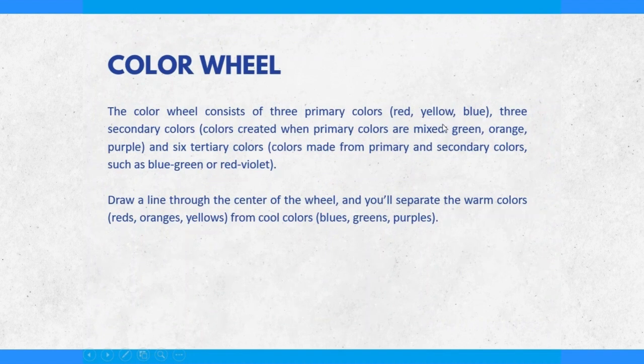We have secondary colors that are made from a mixture of the primary colors. You have green from yellow and blue, orange from red and yellow. You have purple from blue and red. You also have tertiary colors, which are about six of them, and these are made from the mixtures of the primary and secondary color. Now, if you draw the line through the center of the wheel, on one side you have the warm colors, on the other side you have the cool colors.